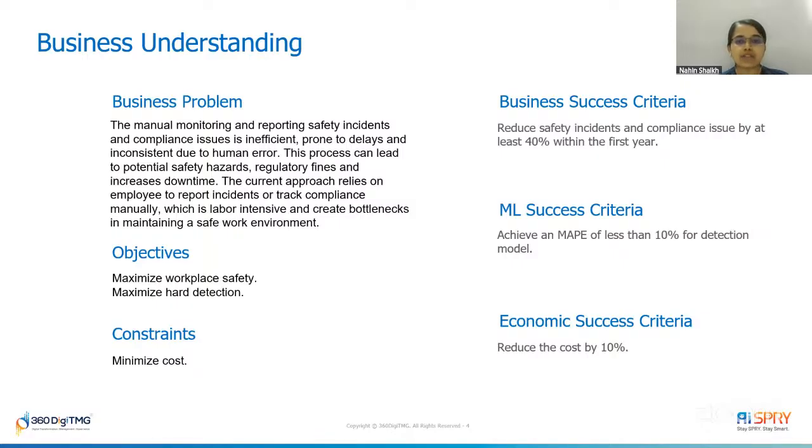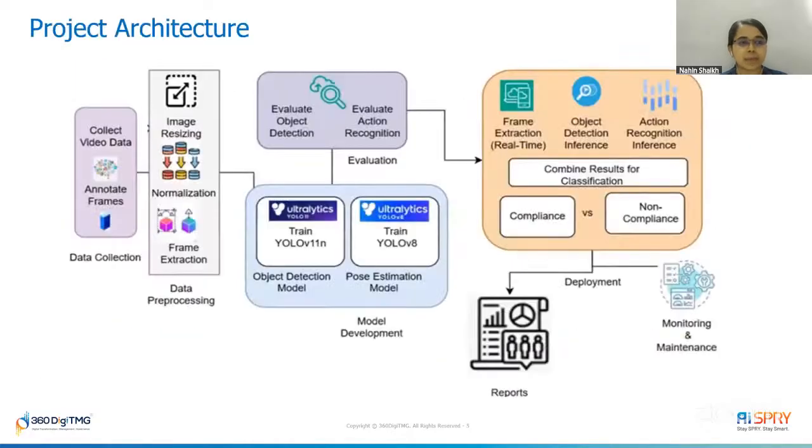For that, we had some constraints also: the solution needed to be cost effective and work under real world camera conditions. We defined the success criteria from a business perspective: to reduce safety incidents and improve compliance by at least 40% within the first year. From the ML perspective, to achieve a mAP, that is mean average precision, error of less than 10%. And from the economic angle, it was to help reduce manual monitoring costs by at least 10%. This was about the business.